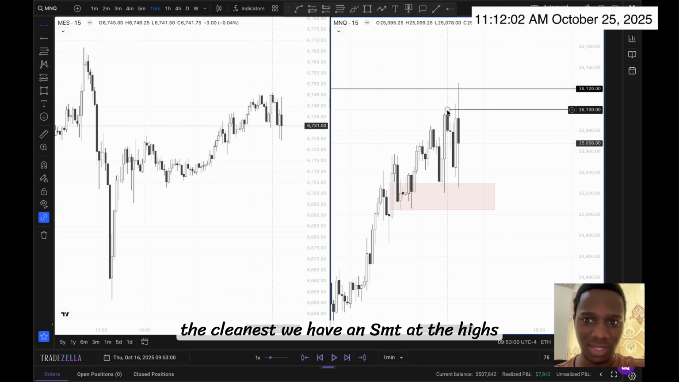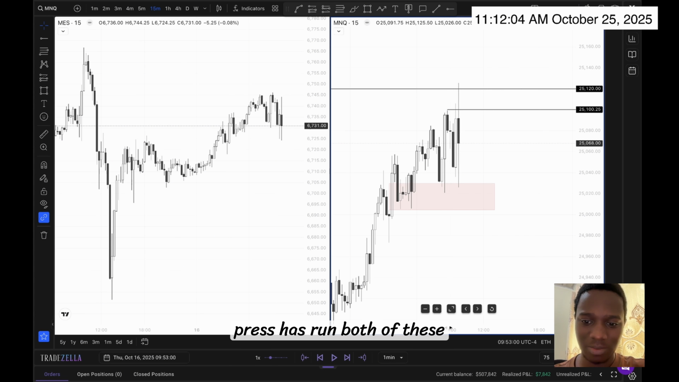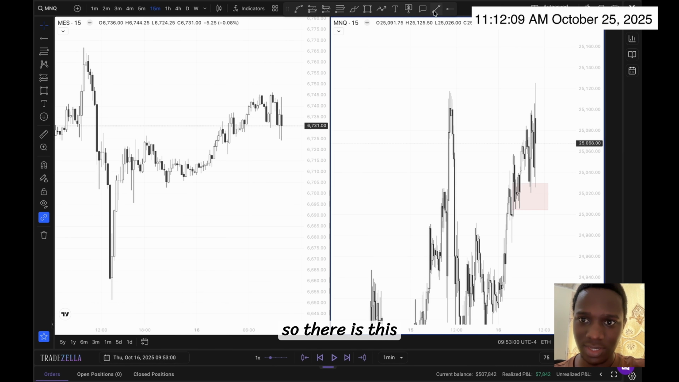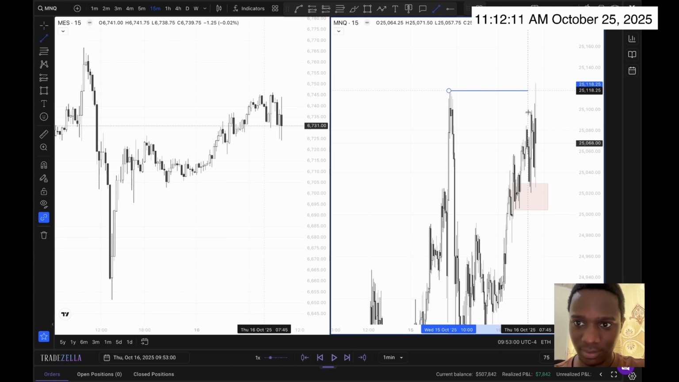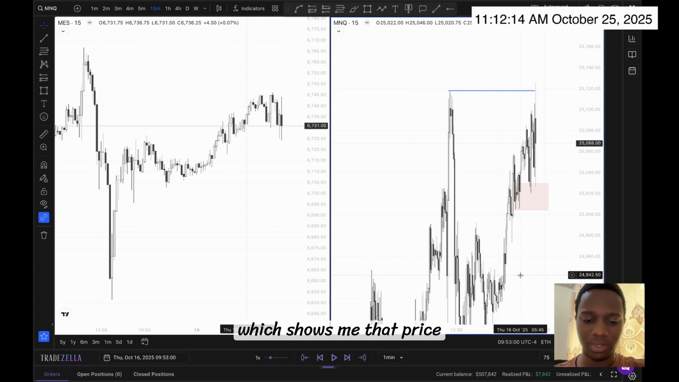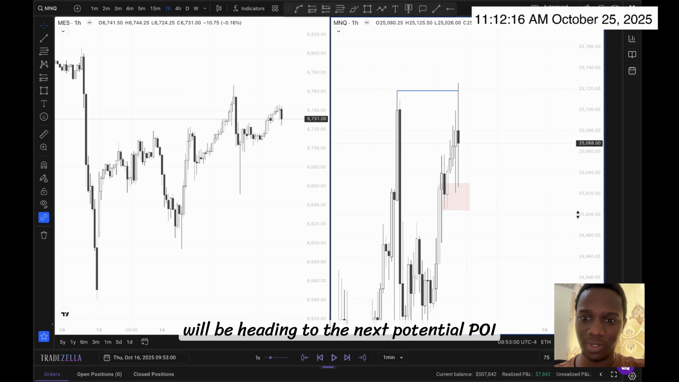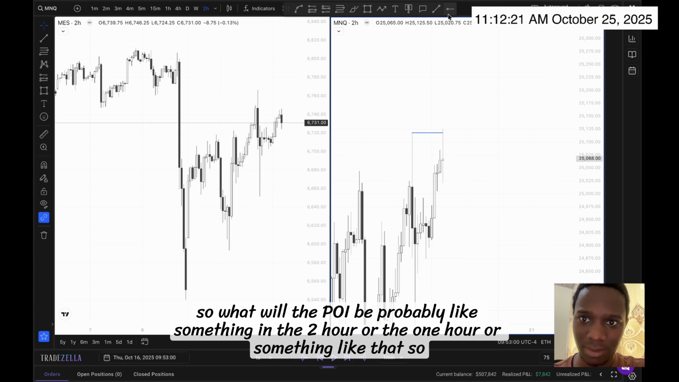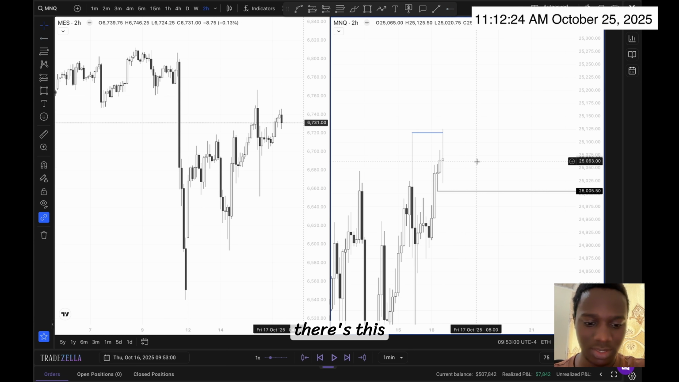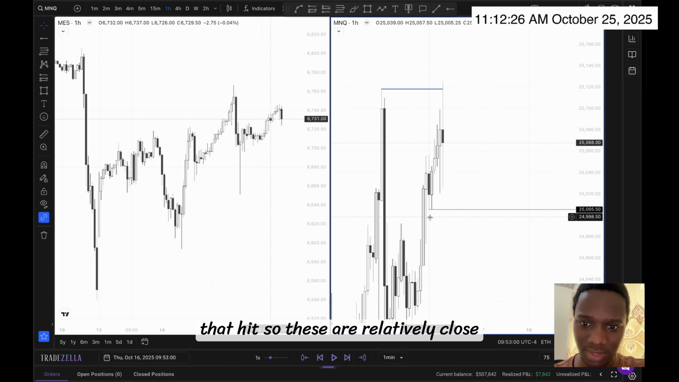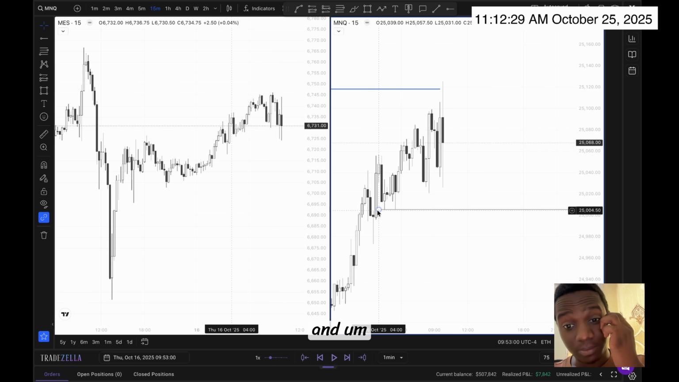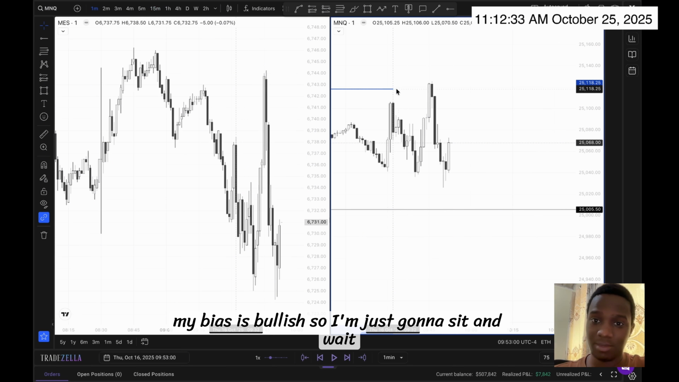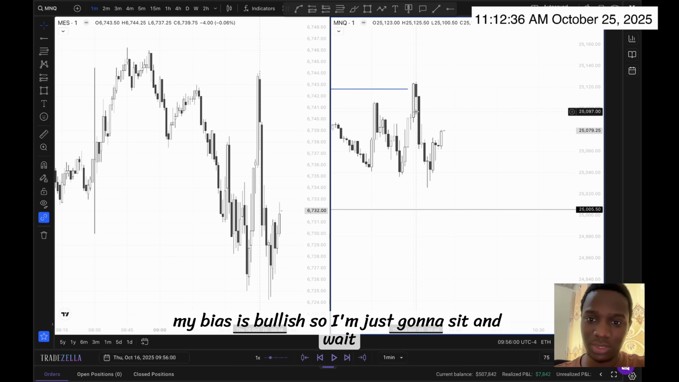Now opening up, yes, you can see that the 15-minute is not the cleanest. We have an SMT at the highs. Prices run both of these, which shows me that price could be heading to the next potential POI. So what would the POI be? Probably something on the 2 hour or the 1 hour. So there's this. Let's see, will that hit? These are relatively equal lows, and we could also take a trade targeting them, but that's not my bias. My bias is bullish, so I'm just gonna sit and wait.